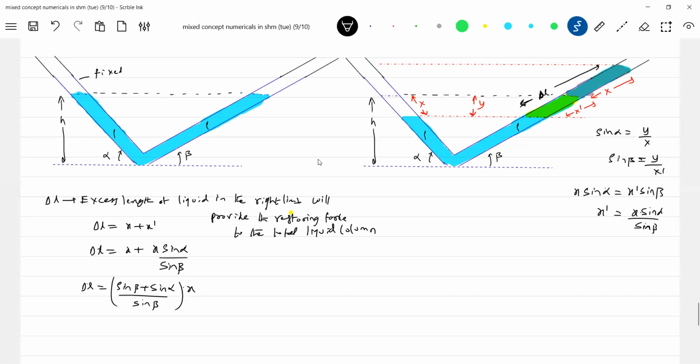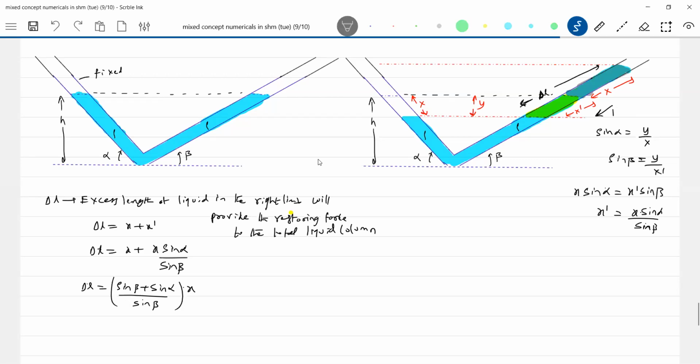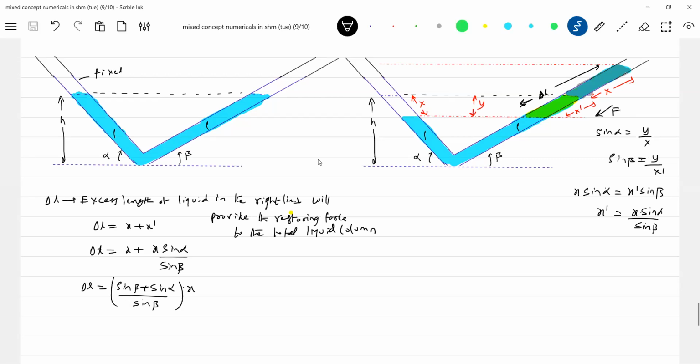What is the restoring force? Shall we put it as F like this? What should F be equal to? Directly, let me go for it. Area of cross section rho A, delta L, g sine beta. Why sine beta? Only the component of weight should act, no? If the weight of the liquid is mg, then delta m g sine beta is what will be acting.